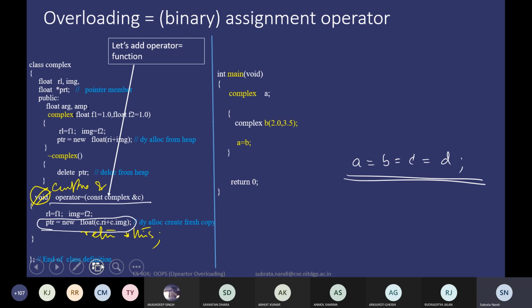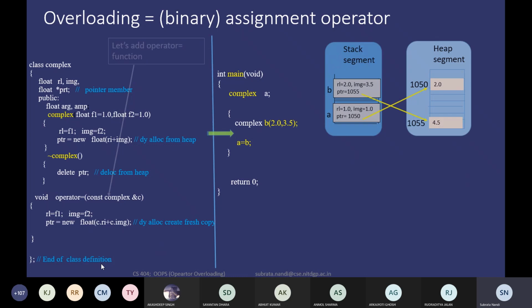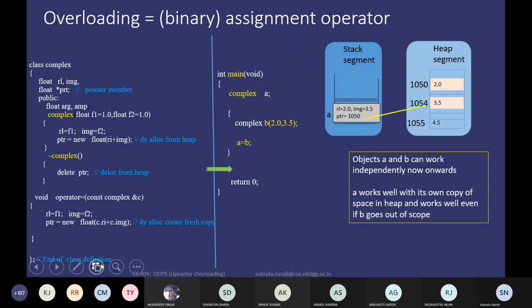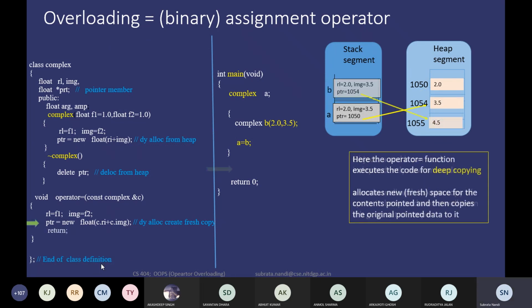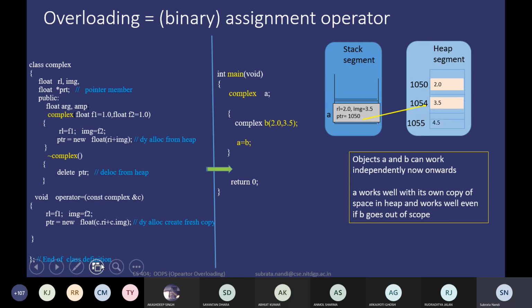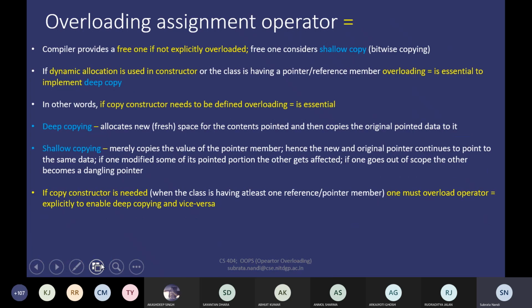Any question? I'm moving a bit fast, but I think you can all understand what I mean. If I do this, then even if B gets destroyed, A actually retains the copied contents in a different location. So there is no harm.